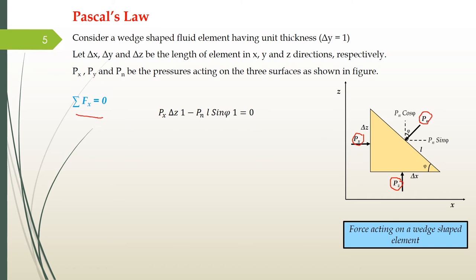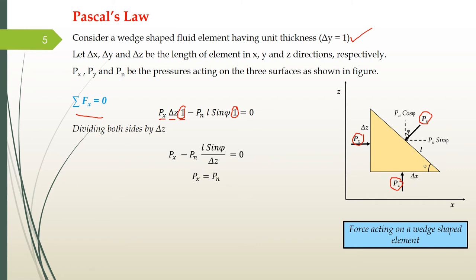If we take the summation of forces in the x direction, this component of the force will be balanced by this component, that is Pn sin phi. The force acting on this area is the pressure multiplied by the area. So Px, the pressure in the x direction, multiplied by delta z multiplied by delta y, which is 1 in this case, will be equal to Pn multiplied by L, where L is the length of this side, multiplied by sine of phi, multiplied again by delta y, which is 1.